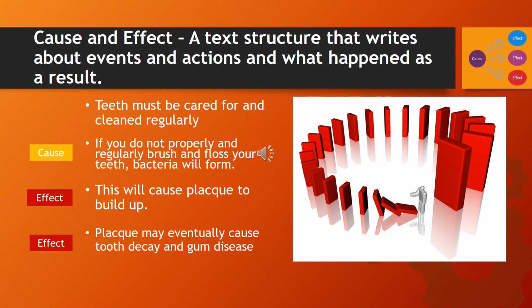In a cause and effect text structure, we write about events and actions and what happens as a result of those events and actions. So in this example, it says teeth must be cared for and cleaned regularly. If you do not properly and regularly brush and floss your teeth, bacteria will form. This will cause plaque to build up. Plaque may eventually cause tooth decay and gum disease.